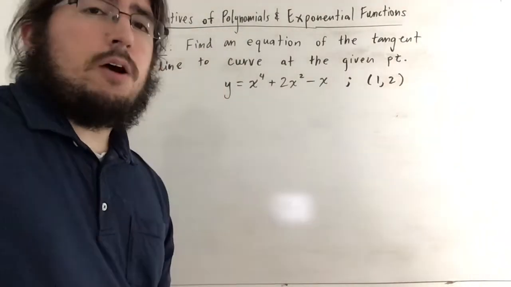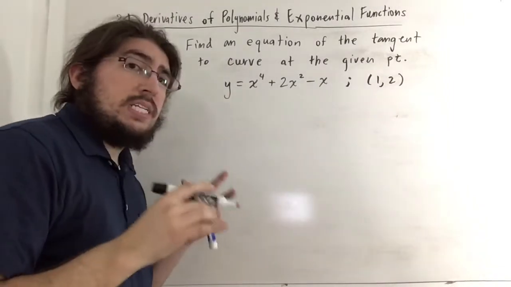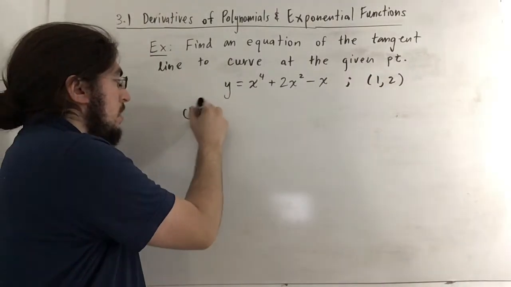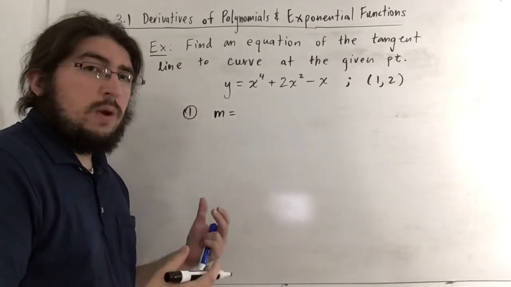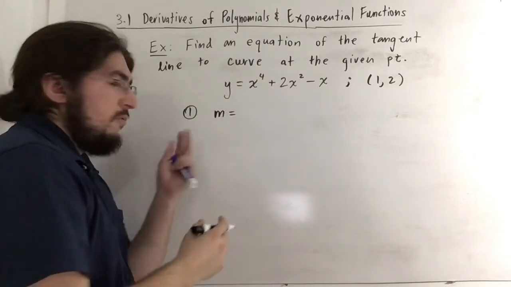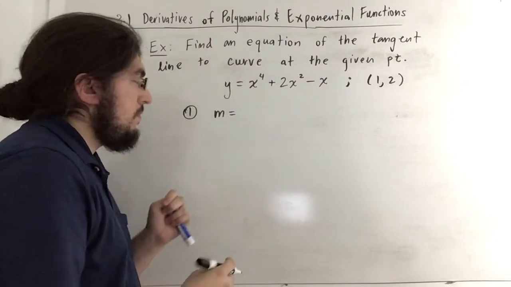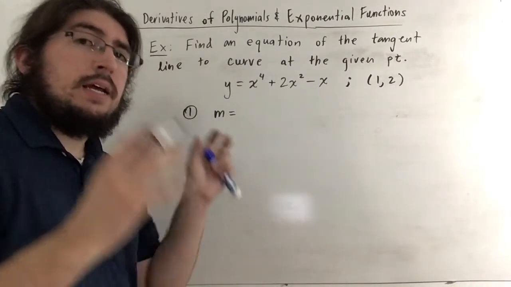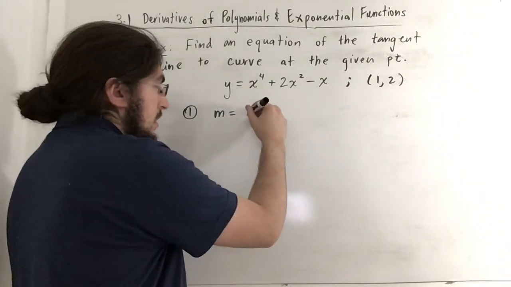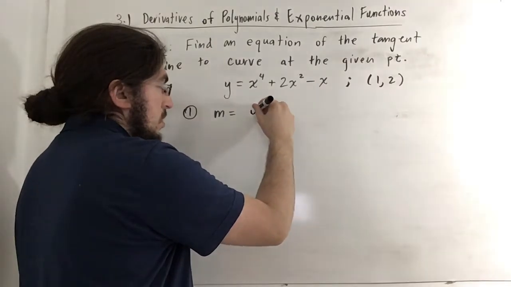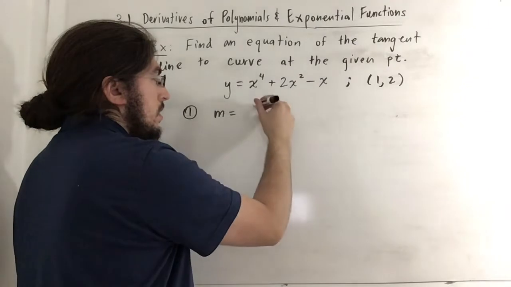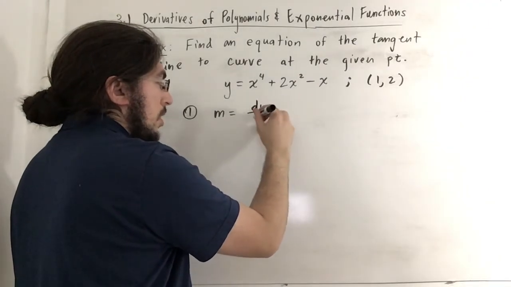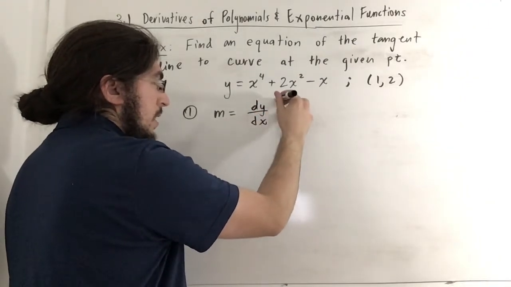Now, of course, to find the equation of a line, we need two things. First, we need to find the slope. Then we need to find the equation using point slope. So the first step is to find the slope. What is the slope of the tangent line? The slope of the tangent line is the derivative of the function, so dy dx. That's our Leibniz notation if we remember that.